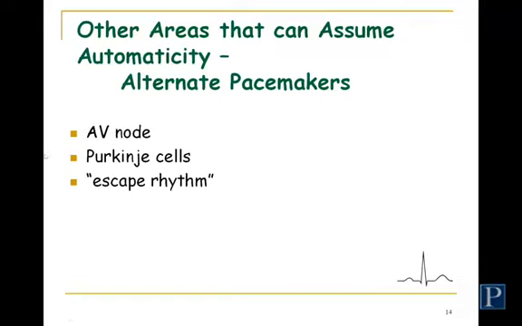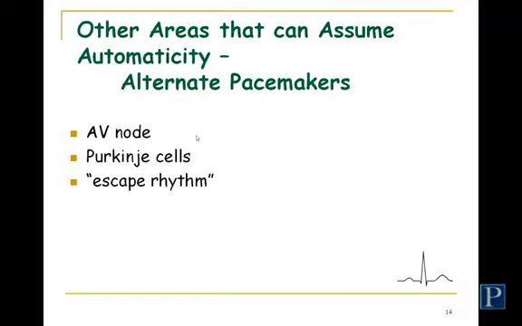The AV node has a spontaneous depolarization rate of about 40 to 60 beats per minute. Remember, the SA node is 60 to 100 beats per minute. AV node is from 40 to 60 beats per minute. The Purkinje cells have a spontaneous depolarization rate of 20 to 40 beats per minute, and they're not very reliable though. So why do you need to know this?